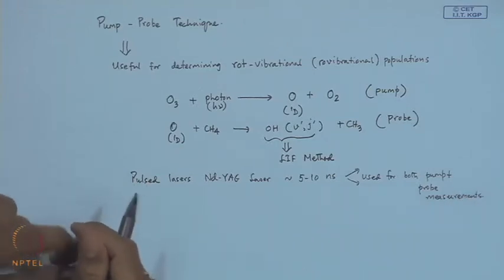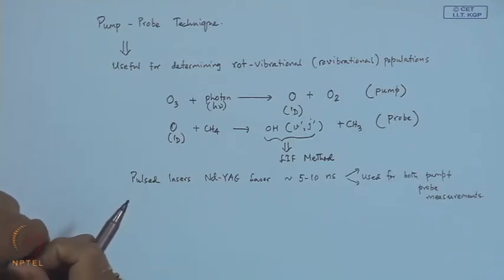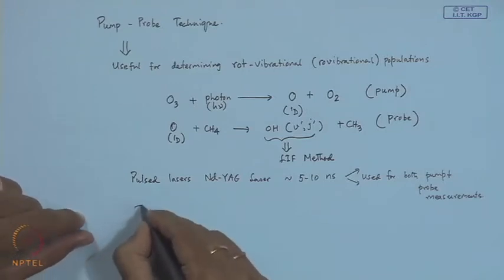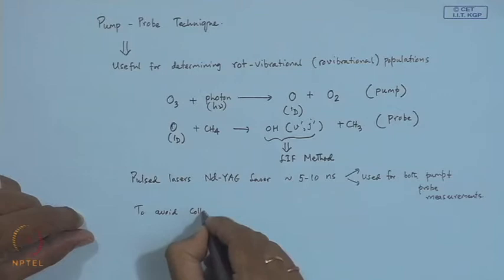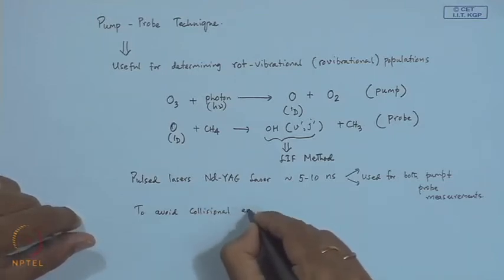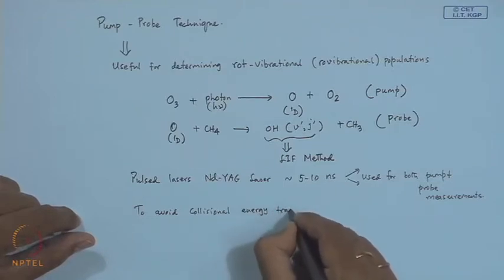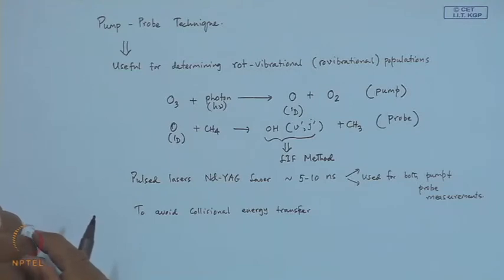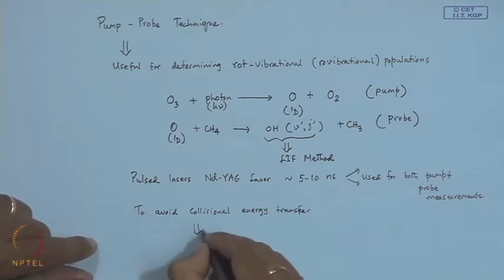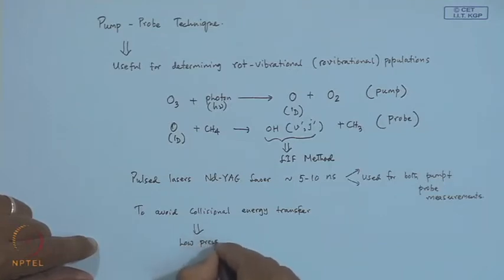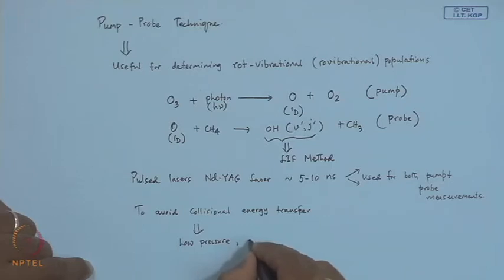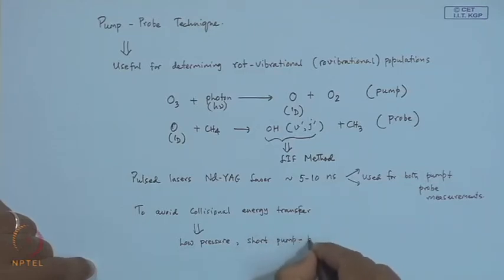Okay, and also in this case, to avoid collisional energy transfer in OH, because if it is under high pressure, then there could be problems. So that is why low pressure is used, and of course, a short pump to probe pulse delay.